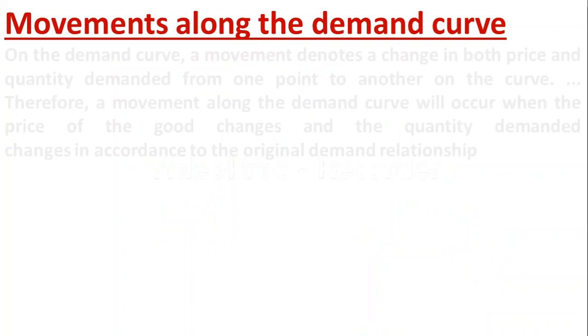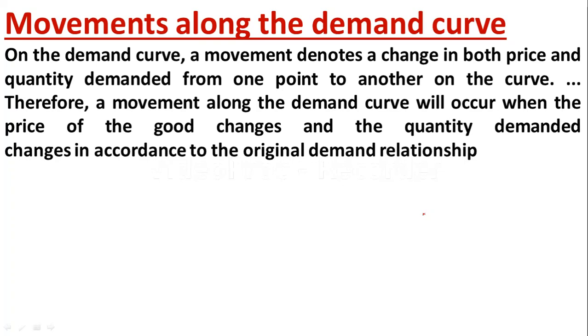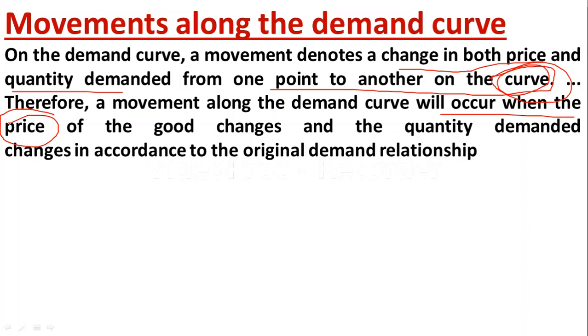When it comes to movements along the demand curve, a movement denotes a change in both price and quantity demanded from one point to another point on the curve. Here the change is going to take place in the price of the good. Other things are constant here. If there is any change in the price, the demand is also going to change. Therefore a movement along a demand curve will occur when the price of the good changes and quantity demanded changes according to the original demand relationship.